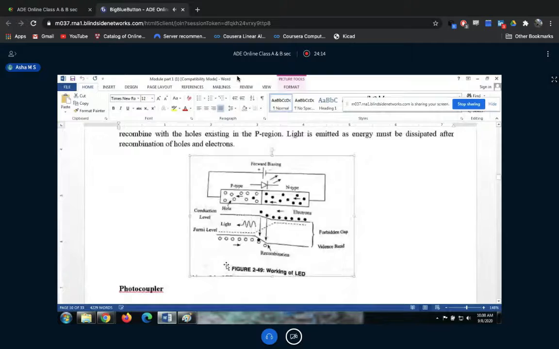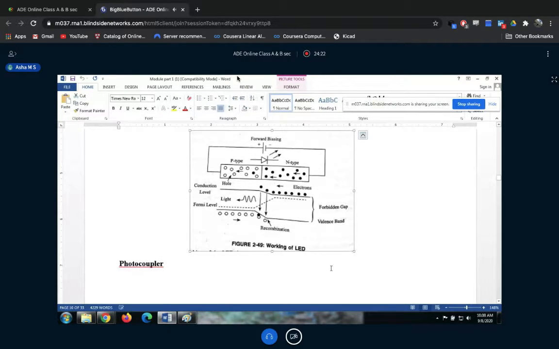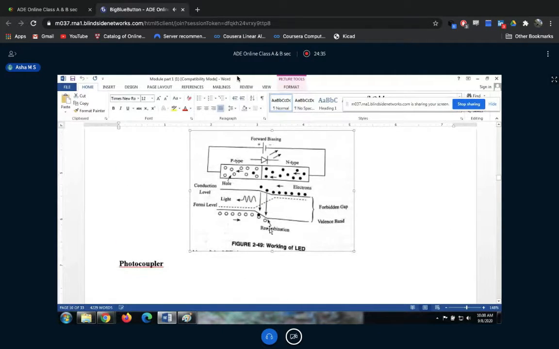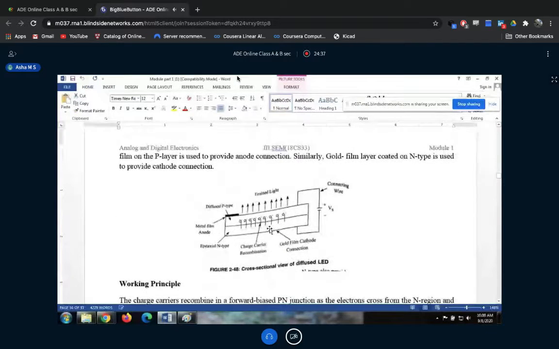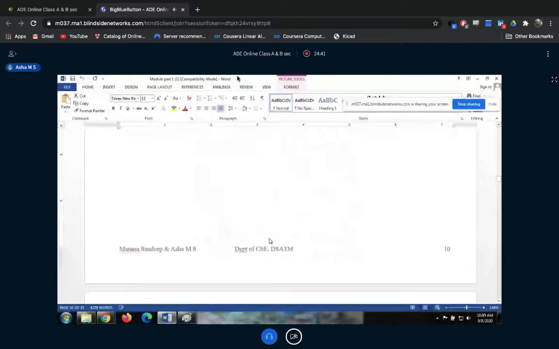The energy of the photon is equal to the forbidden gap, the energy gap present between the conduction band and the valence band. Coming to the color that we have already discussed, it depends on the semiconductor material we have used. Coming to the applications, you know that. Whenever the light is emitted, it actually emits infrared light. Applications.